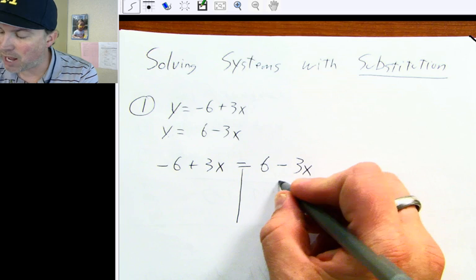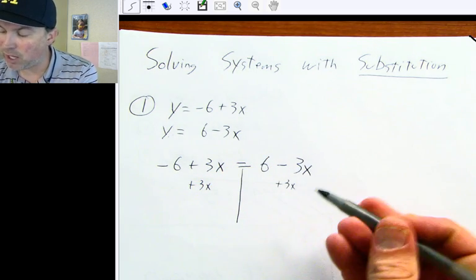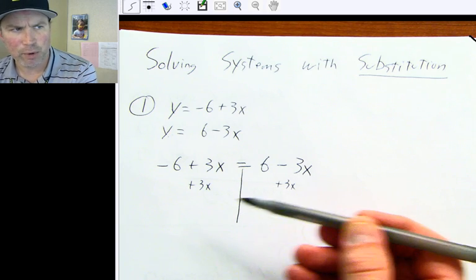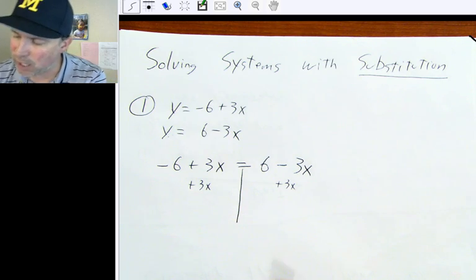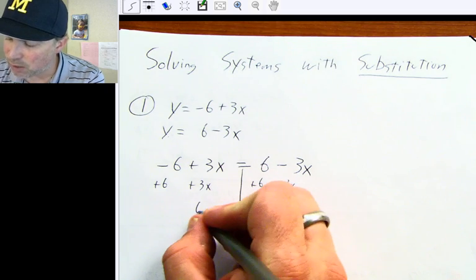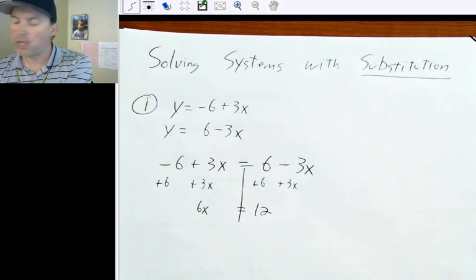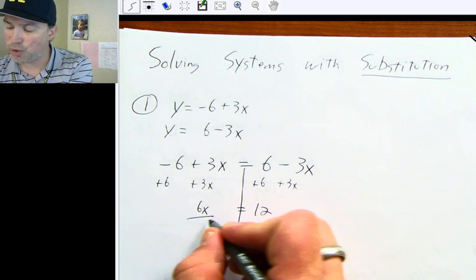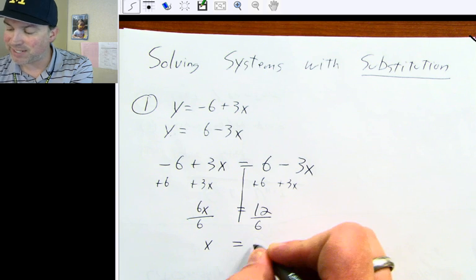I'd first add 3x to both sides here. That'll bring all the x's to the left. If I want to bring all the x's to the left, I need to bring all the numbers to the right, and I could do that by adding 6 to both sides. So I have 6x on the left side. On the right side I have 12. 6 times what equals 12? Divide both sides by 6, and 12 divided by 6 is 2.